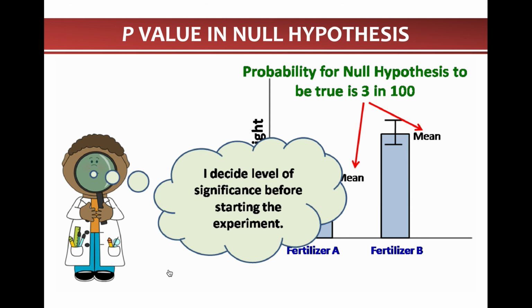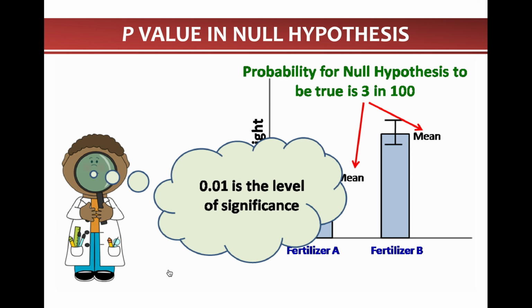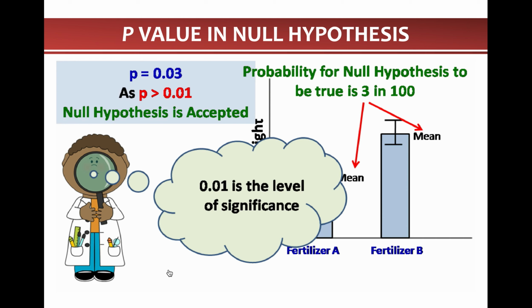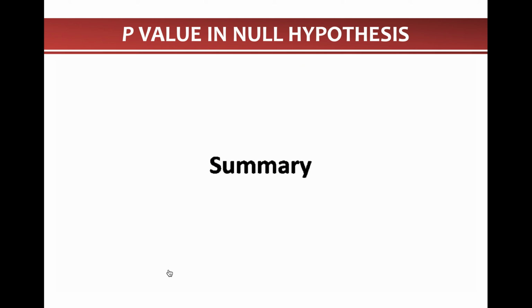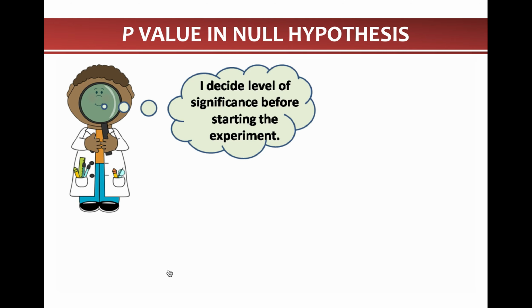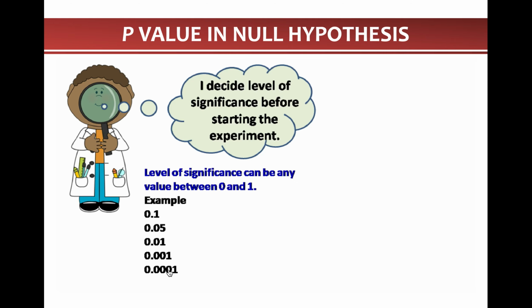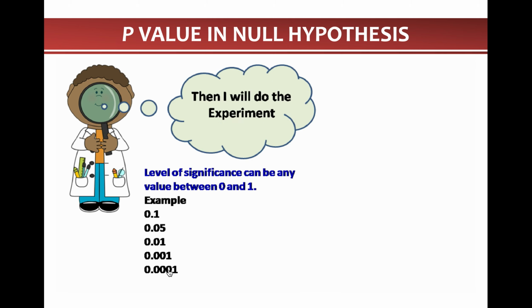Now let's say the level of significance decided by the researcher was 0.01. Then in this case, the researcher has to accept the null hypothesis and conclude that there is no significant difference between fertilizer A and fertilizer B. So to summarize, the researcher first decides the level of significance, then he does the experiment and finds the p-value.